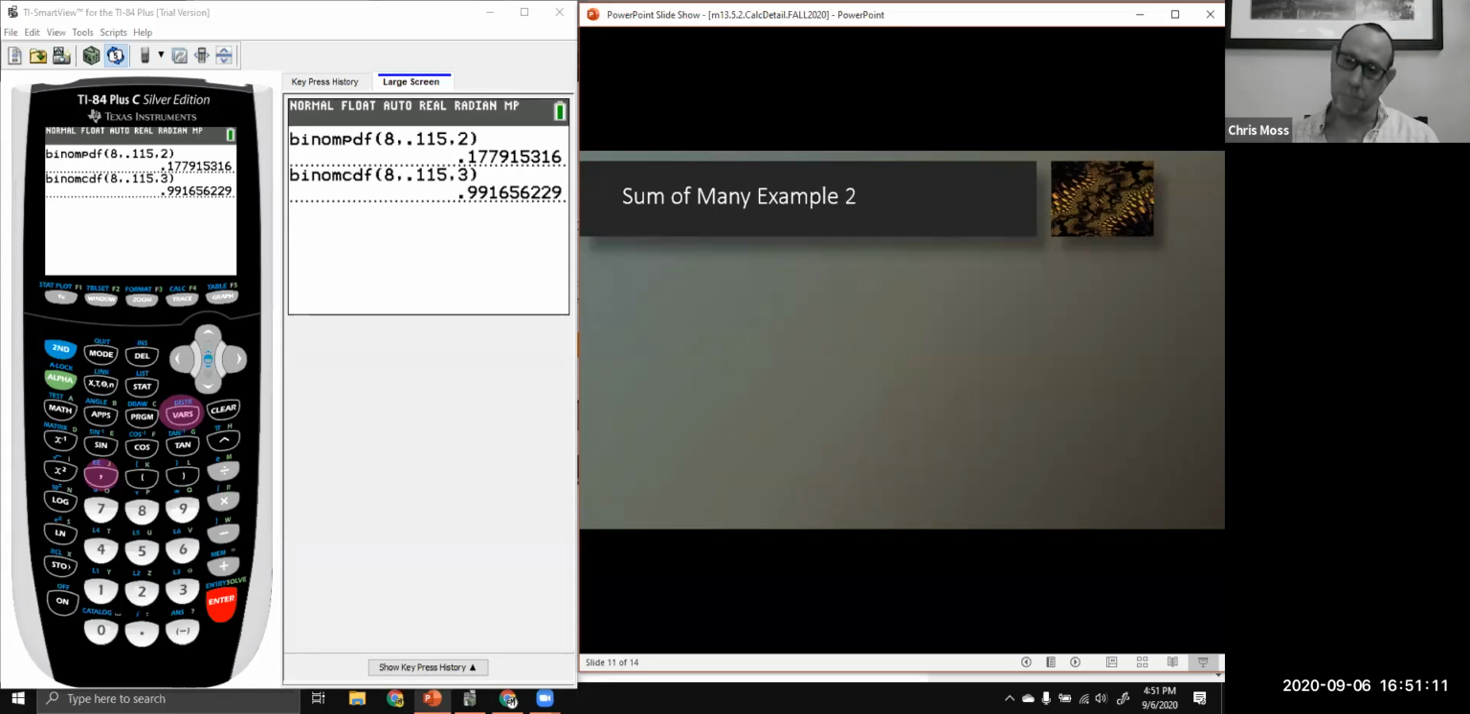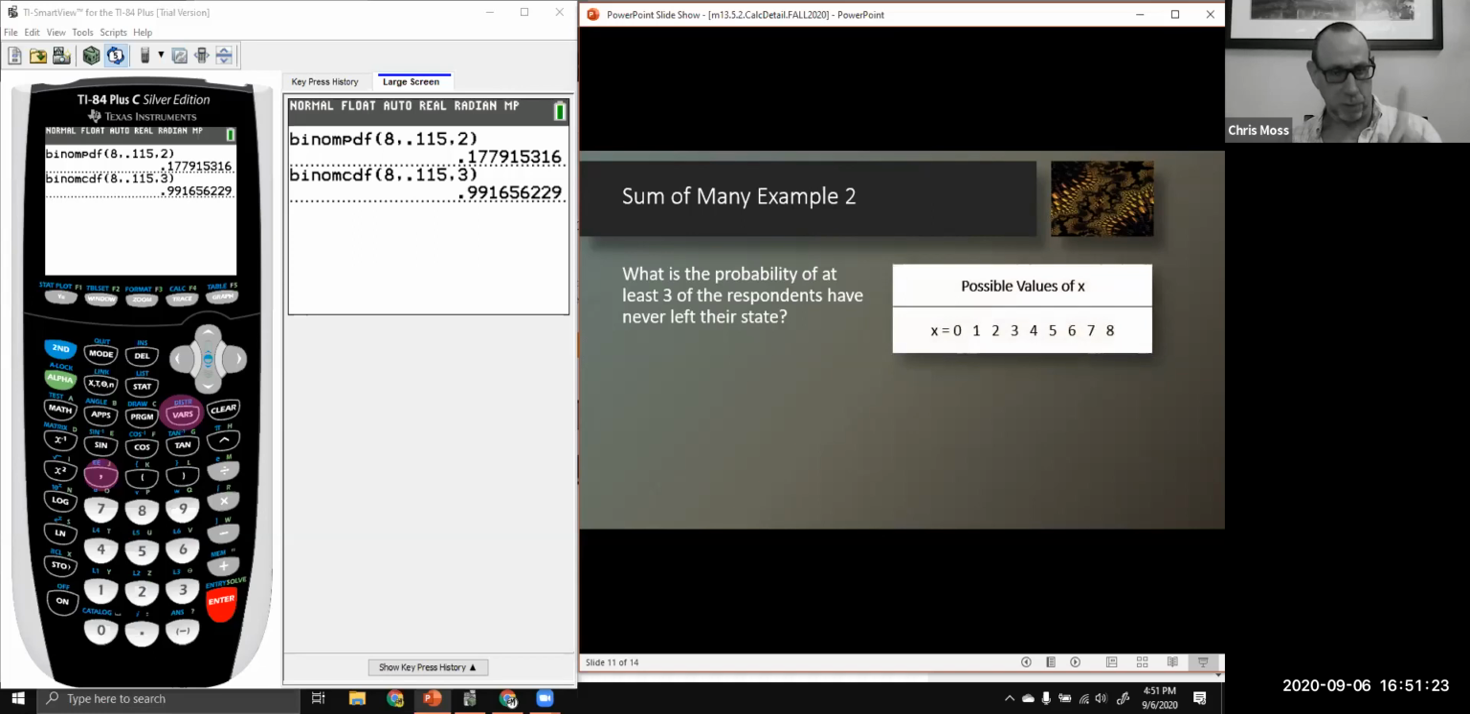Here's our second example. What is the probability that at least 3 of those 8 have never left the state? Now, in terms of my outcomes, what are we talking about? At least 3. That means 3 or more of the 8 have never left their state. That's a lot of people that have never left their state out of a sample of 8. Maybe 3, maybe 4, maybe 5. Now, here's the problem. My calculator can't do that. Not directly, no. I've got to be a little bit tricky, a little bit smart. This is where I need to really understand the notion of a complementary event.